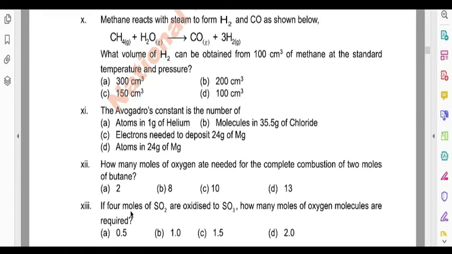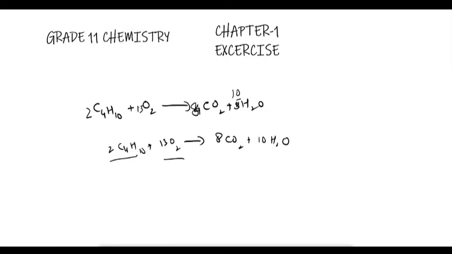Question number 13: if 4 moles of sulfur dioxide are oxidized to sulfur trioxide, how many moles of oxygen molecules are required? So again, let's write the chemical equation. We have to balance it. Sulfur dioxide plus oxygen leads to sulfur trioxide. So we have to do the calculations.